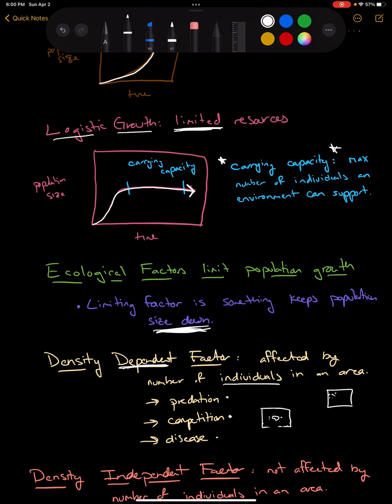Disease is a density dependent factor, because if I have a habitat and like this guy and this guy and this guy are here and only one of them is sick, likely the other ones will not get sick because they're not around them. But if I have a high population, then if this guy over here is sick, he's more likely to get everybody else sick because they're in close proximity. So that's a dependent thing.